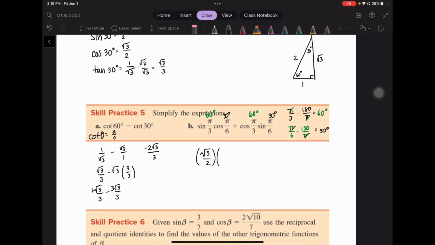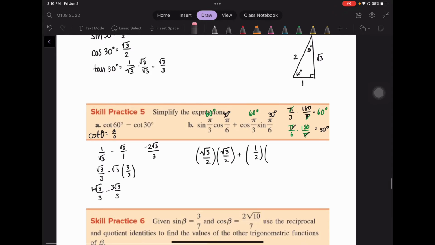The cosine of pi over 6 is the cosine of 30 degrees, which is root 3 over 2, plus the cosine of pi over 3. The cosine of 60 degrees is 1 over 2, and the sine of 30 degrees is also 1 over 2. Root 3 times root 3 is 3, 2 times 2 is 4, 1/2 times 1/2 is 1/4, because 1 times 1 is 1, and 2 times 2 is 4. So 3/4 plus 1/4 gives me 4/4, or 1 whole.